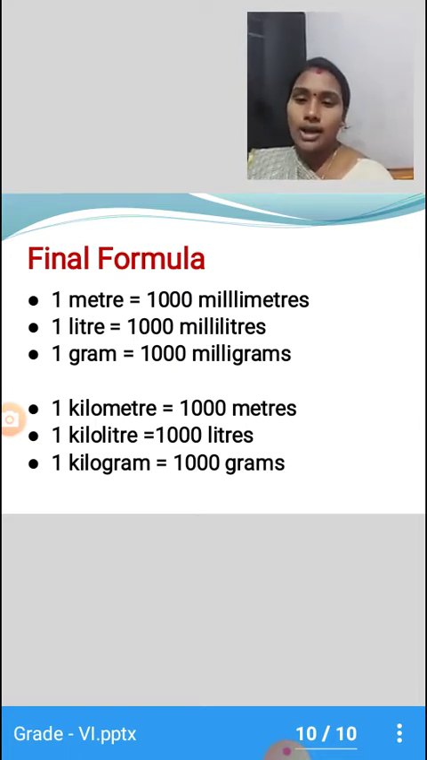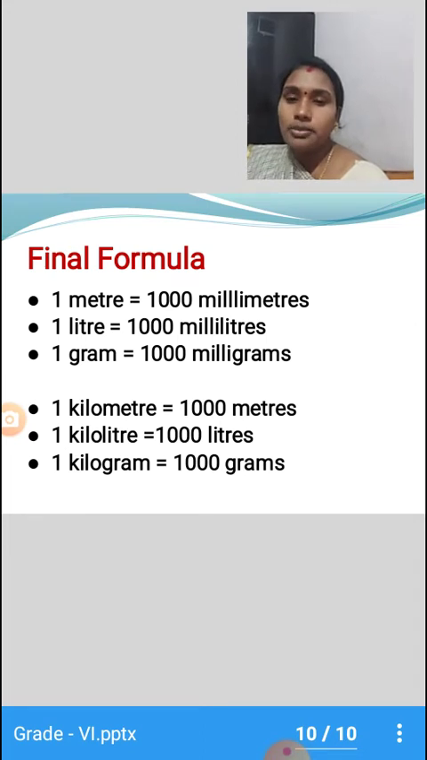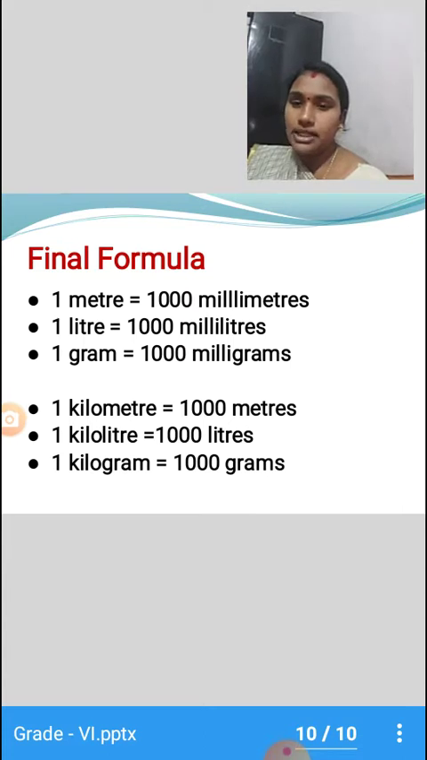Now 1 meter is equal to 1000 millimeters. Repeat children. 1 meter is equal to 1000 millimeters. 1 liter is equal to 1000 milliliters. 1 gram is equal to 1000 milligrams.